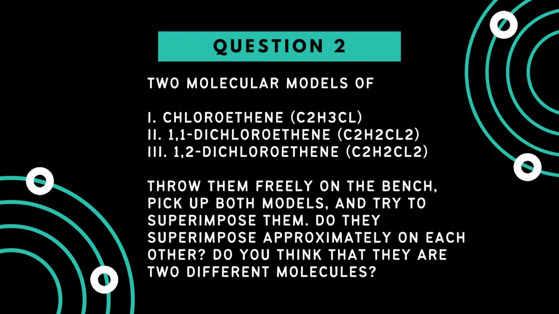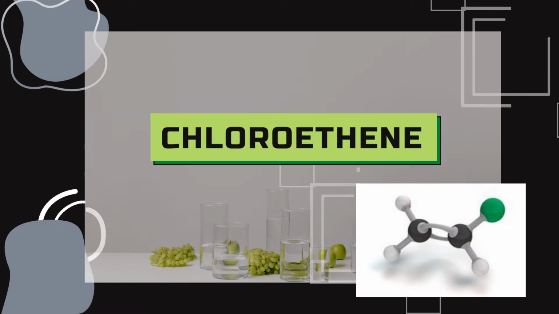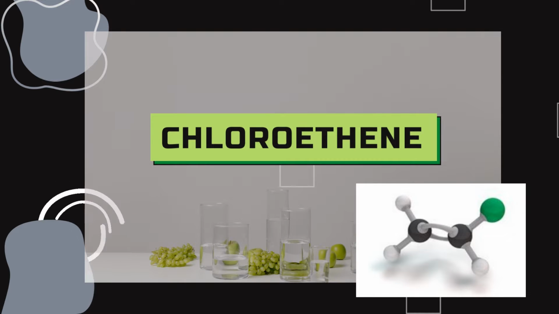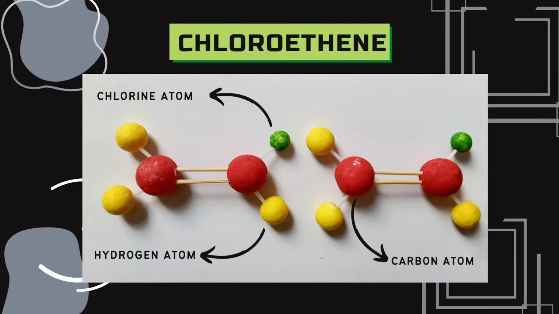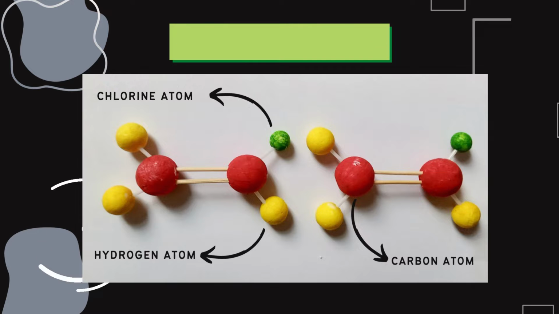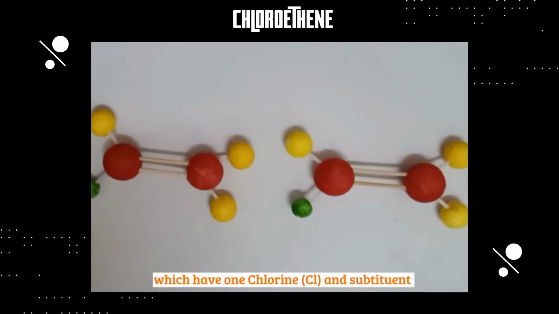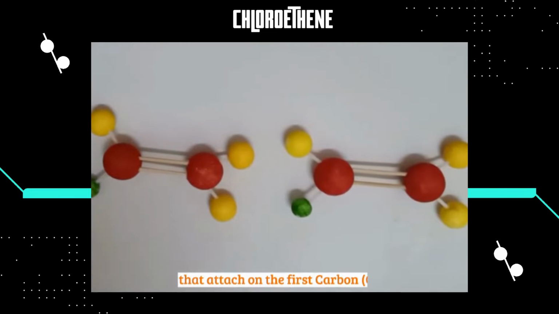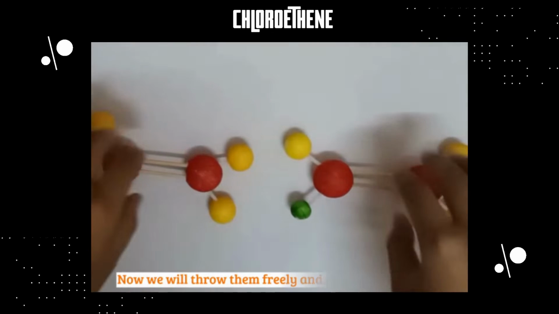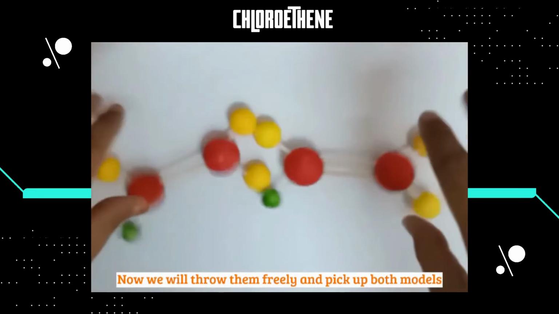Now, we move to the next question, in which I need to superimpose molecules of alkene and identify if they are two different molecules or otherwise. These are two molecular models of chloroethene, which have one chlorine substituent attached on the first carbon. Now we will throw them freely and pick up both models.